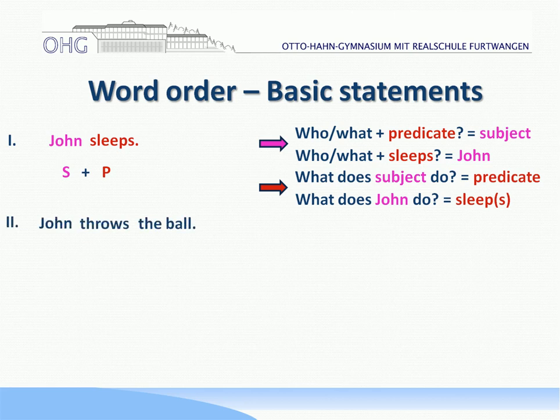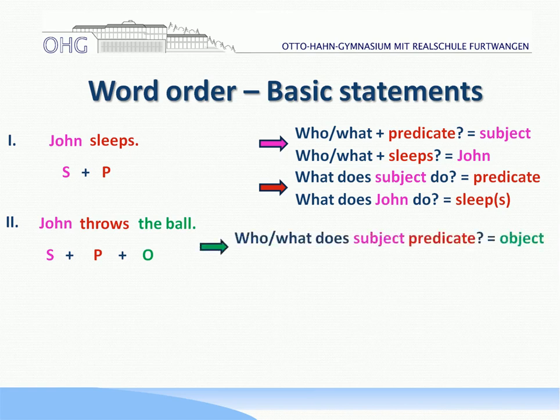John throws the ball. Again, we have John, then we have throws. We know those two, but we have something else also, that is the ball. So here we have the classic SPO: subject, predicate, and O stands for object, not oh my god. So who or what does the subject predicate? That gives you the object. So who or what does John, the subject, predicate? The predicate is throw. He throws the ball. So we're fine with S, P, and O.